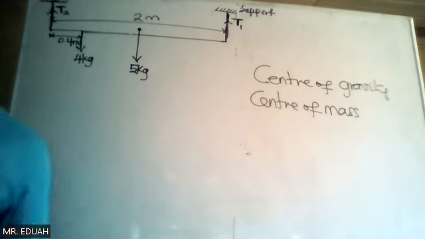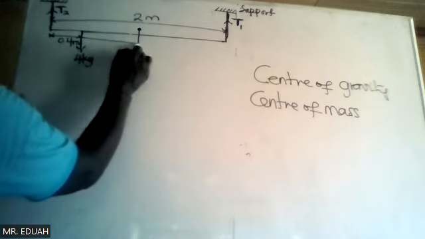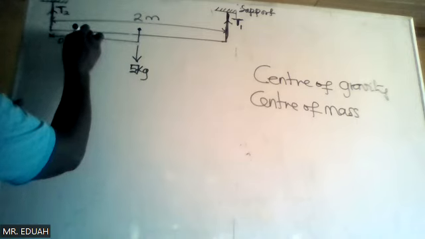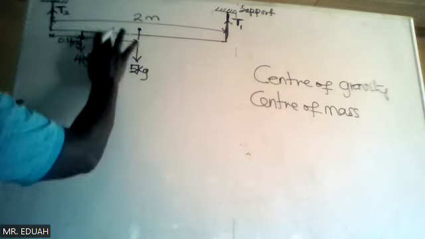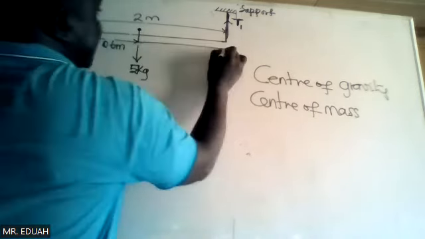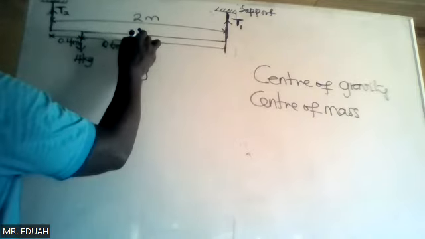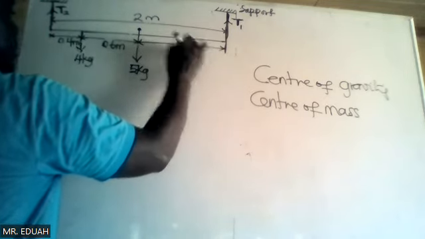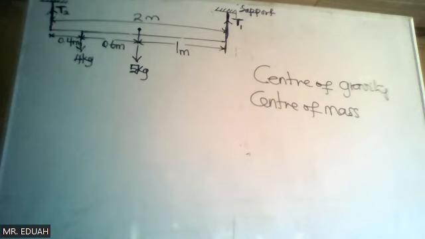All right. So this must be the diagram. Now the question is to find the tensions in the wire. If this is 0.4, what will be this distance? 0.6. Thank you. So this will be 0.6. Then what will be this distance? 1. Good. So this is 1 meter. We have to find the tensions.